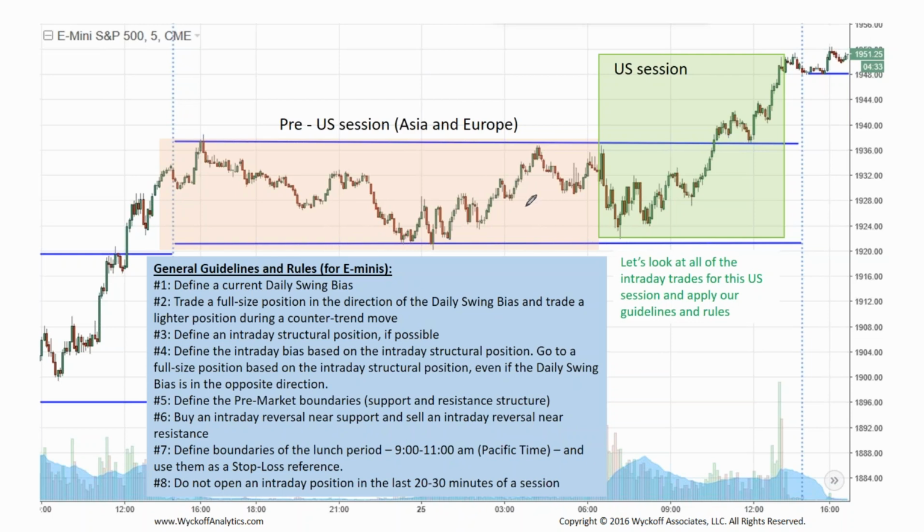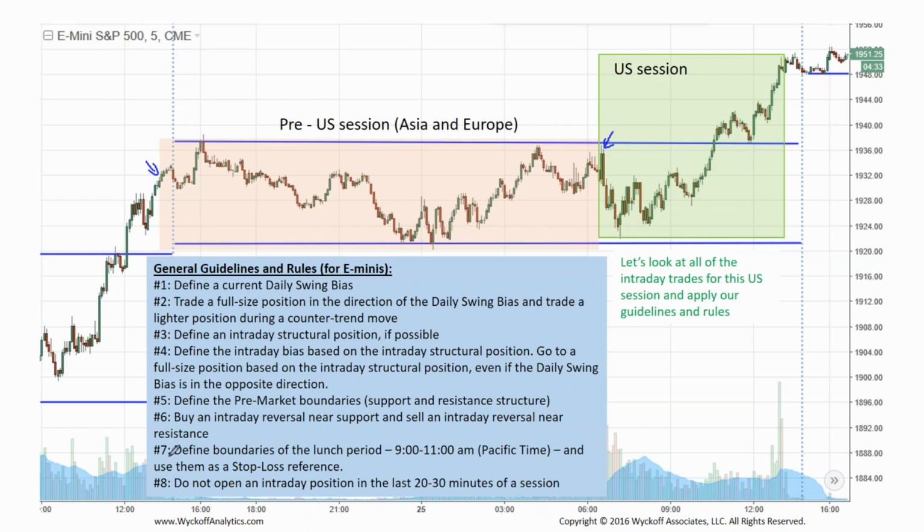So what I'd like to do, again, is define the pre-market, so pre-US session, and I have this in this pink transparent box here. This was the close of the previous day. This is the open of the next day. So everything in between I want to look at, and I want to identify the range for this action that we have before the US market. That's the first thing that I usually do.